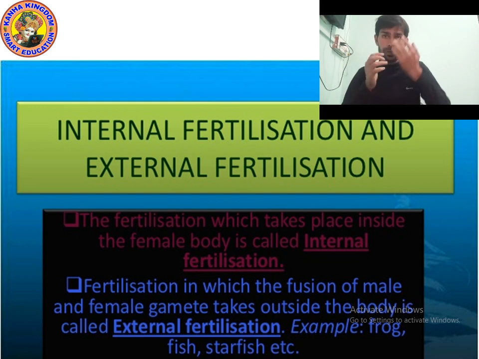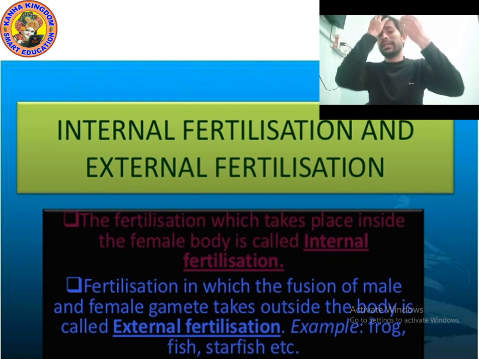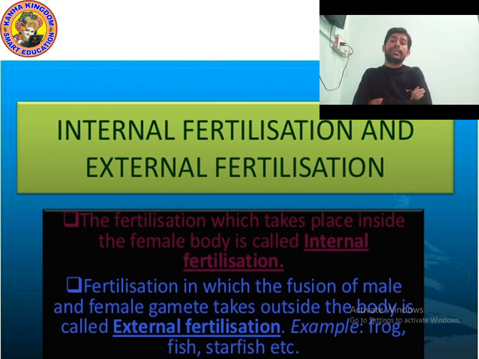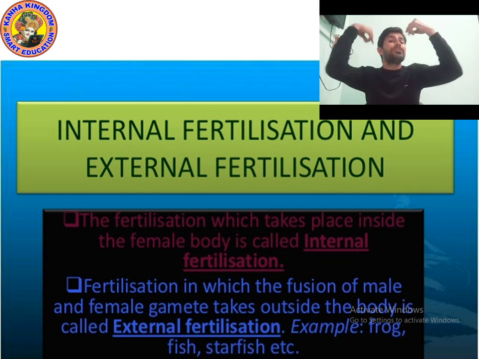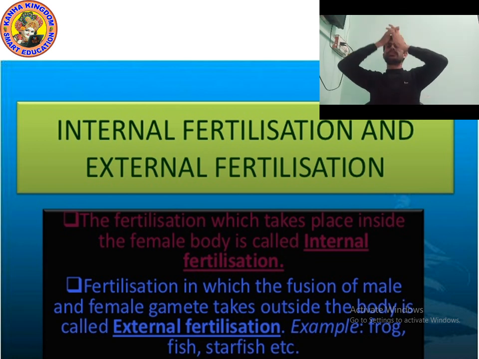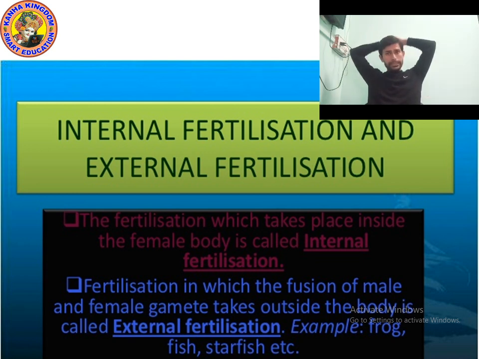So kids, you already know the meaning of fertilization. The fusion of male gamete and female gamete, or the fusion of sperm and egg in the fallopian tube, is known as fertilization. After fertilization, the zygote is formed. There are two types of fertilization: internal fertilization and external fertilization.